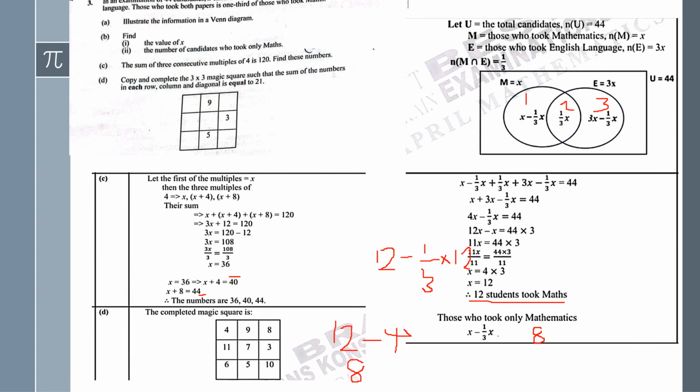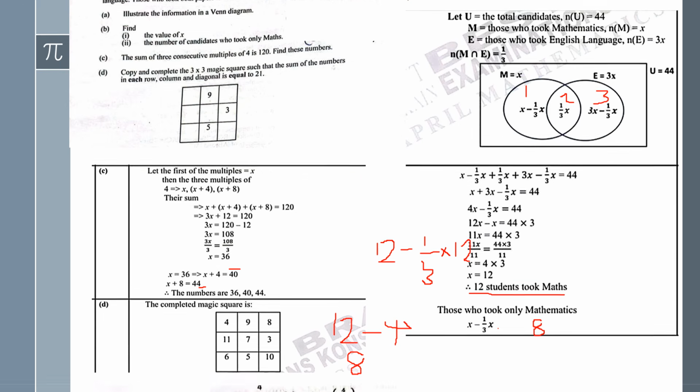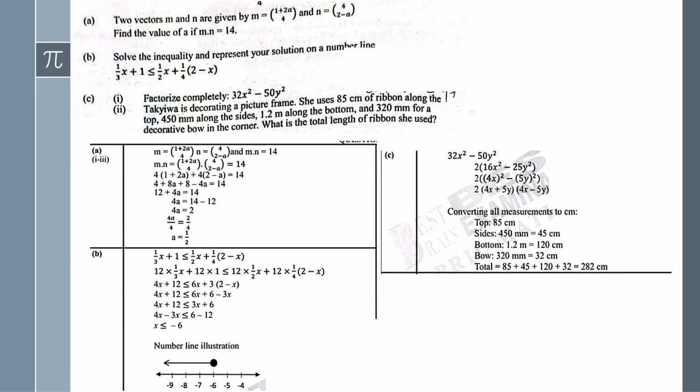The third one, or the last one, happens to be a question on magic square, where you add diagonally, vertically, or horizontally to get 21. So when you sum these numbers on a row, on a column, or on a diagonal, you're going to have 21. Let's take the final question.